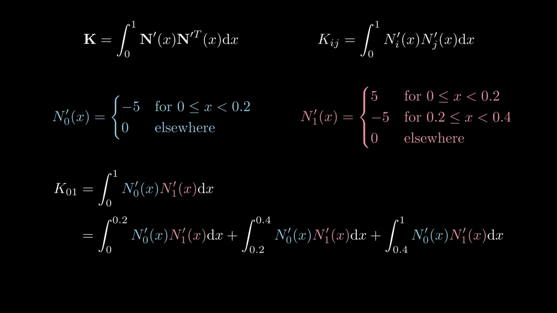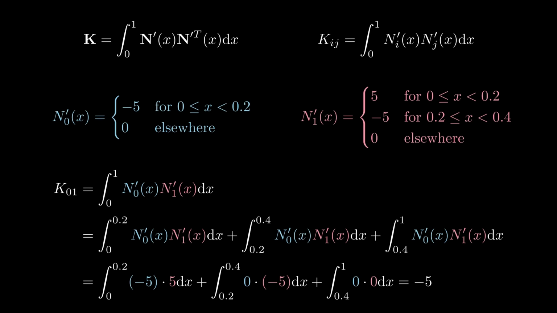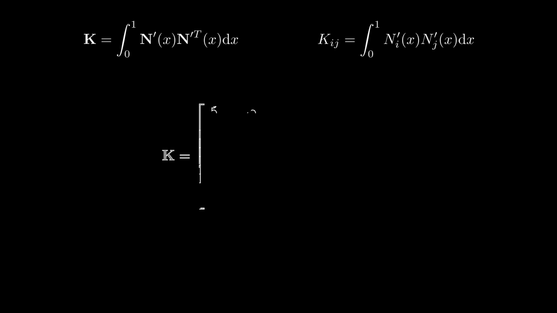The first integral integrates over the first finite element, where n0 prime is minus 5 and n1 prime is 5. And the second integral integrates over the second finite element, where n0 prime is 0 and n1 prime is minus 5. The third integral integrates over all other finite elements, where both n0 prime and n1 prime are 0. This leads to 3 integrals that are fairly simple to compute. Doing this computation for each component of the matrix K would be quite boring. So here I'm just showing the result.